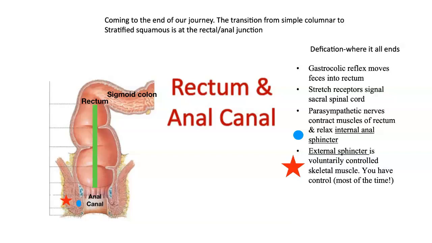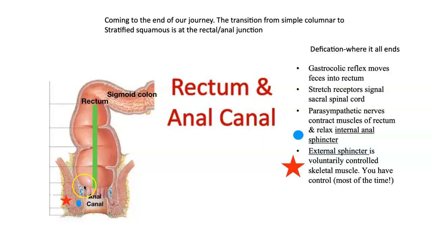So where are we? Yay! We're coming to the end of our magical journey. This was the video of food to feces. So this is all feces. What's coming down is now all feces. So here's our sigmoid colon. This is simple columnar. Here's our rectum. Rectum, remember, rectus means straight. So this is our rectum. This is the last 8 inches of our large intestines.